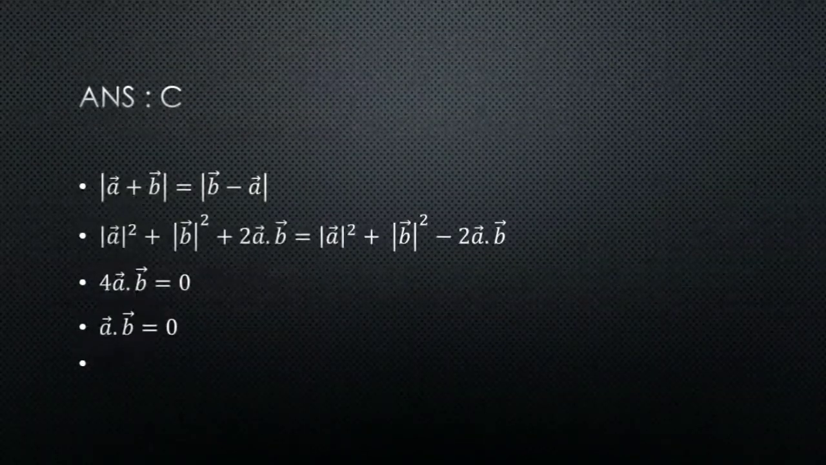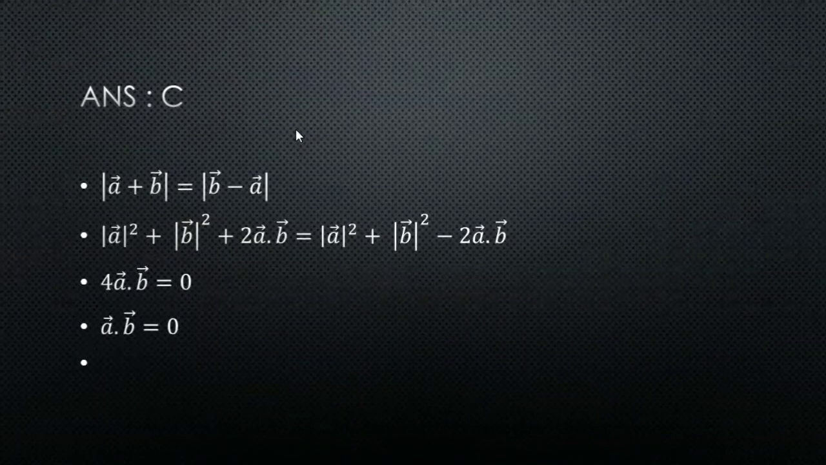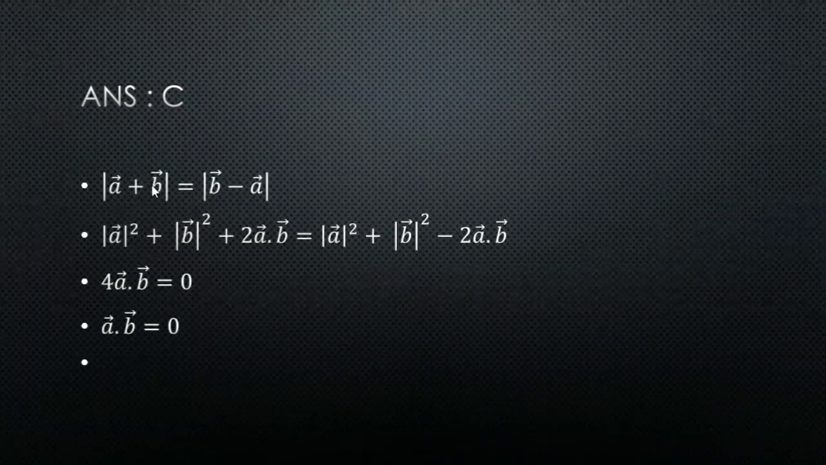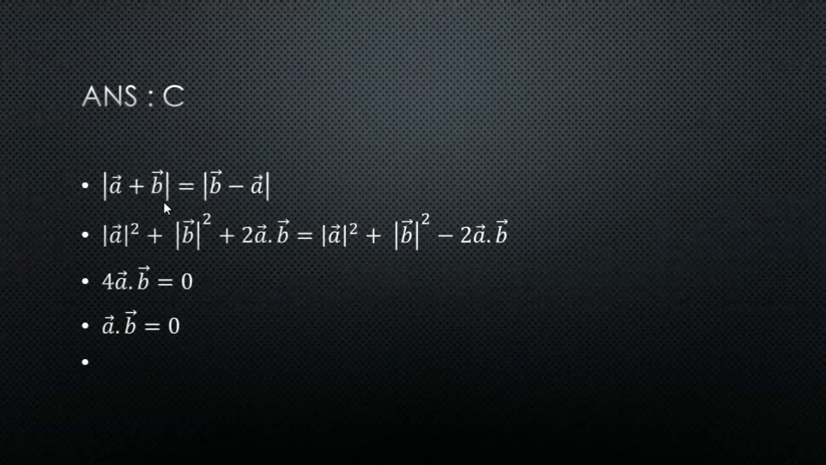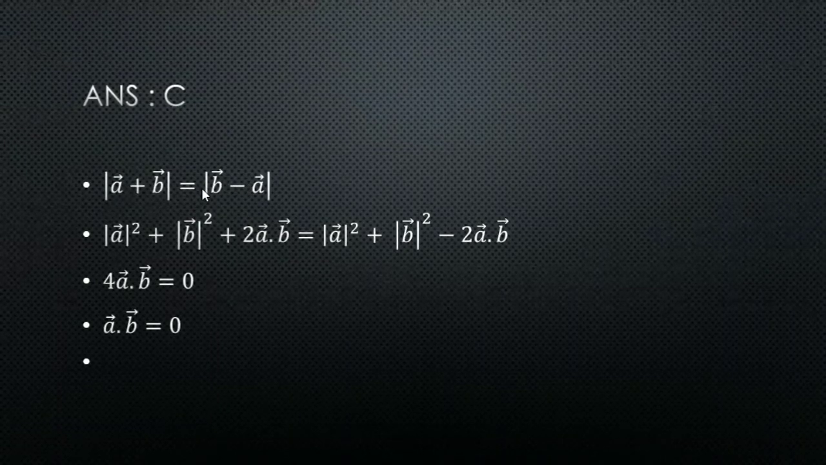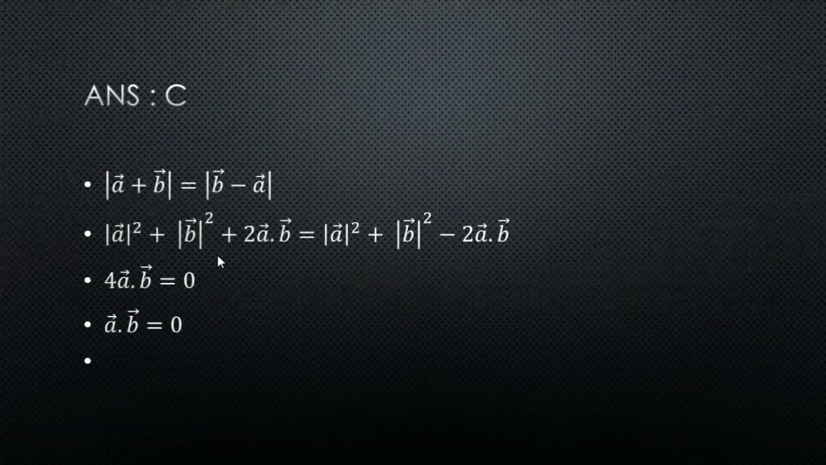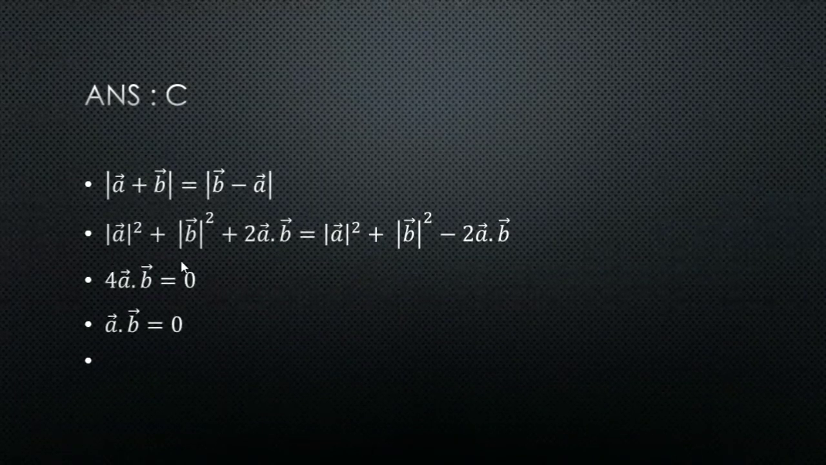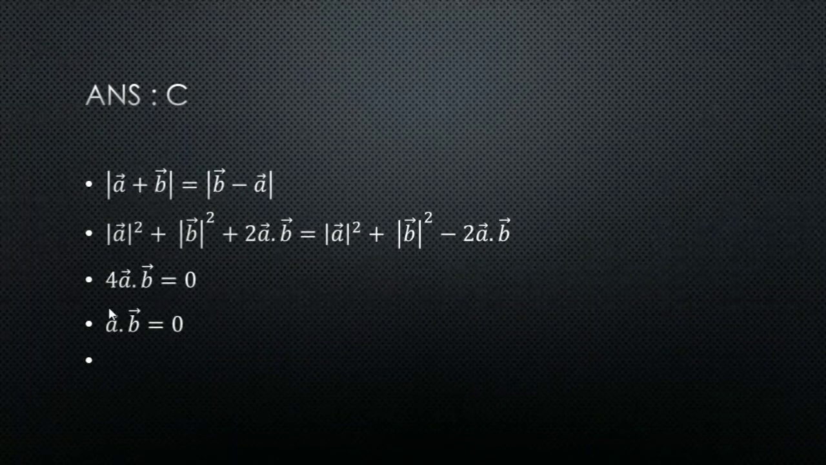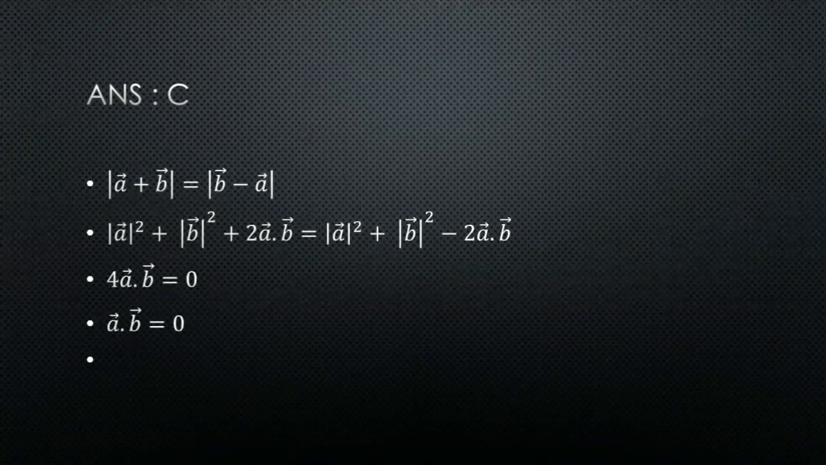Or if you want the method, see here, as I explained, you can write it like this. Square on both sides: magnitude of A squared plus magnitude of B squared plus 2 A vector dot B vector is equal to magnitude of A squared plus magnitude of B squared minus 2 A vector dot B vector, so that you can cancel these. So it will be 4 A vector dot B vector equal to 0. So this is equal to 0. It's nothing but those two vectors are perpendicular.